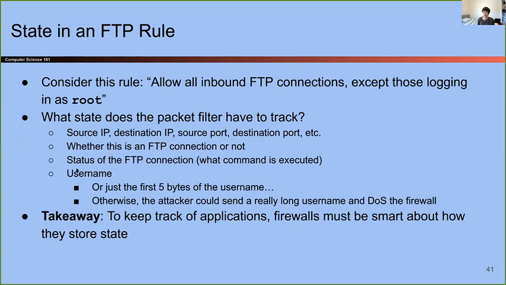We can be a bit more careful with this. We really just need the first 5 bytes of the username because what we want to see is r, o, o, t, null. If we keep track of the entire username, then the attacker could send a 2 GB username, and then you end up DOSing the firewall because the firewall runs out of memory. So the takeaway here is that to keep track of applications, firewalls generally need to be smart about how they store state, and they need to be really smart if they want to avoid DOS attacks. It's kind of subtle, but I wanted to throw that in there.